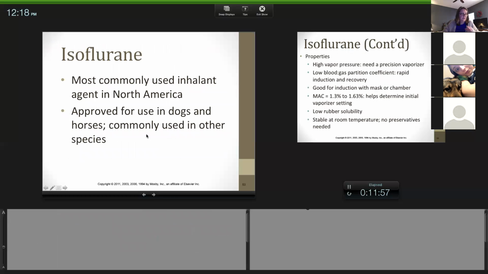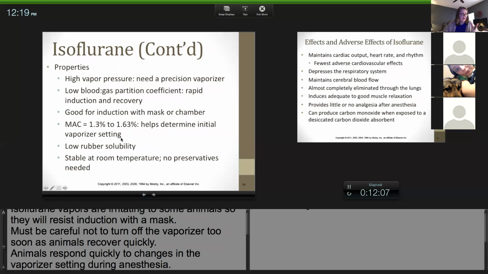Isoflurane is the most common. Dogs and horses, we do use it in cats, we use it in rabbits, so there's always off-label use. It does have a high vapor pressure, low blood gas coefficient or solubility, so quick induction, quick recovery. Again, it says 1.3 to 1.63. Now the 1.63 is in the cat.